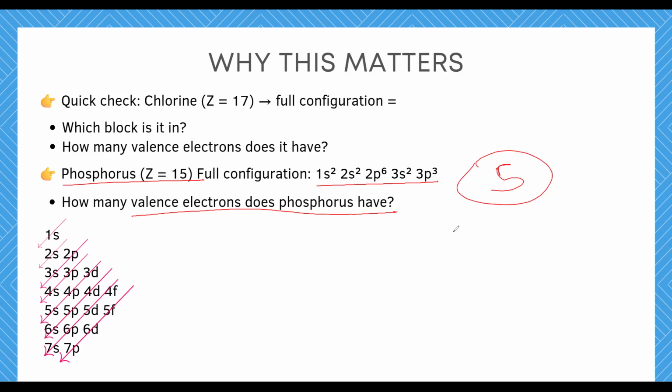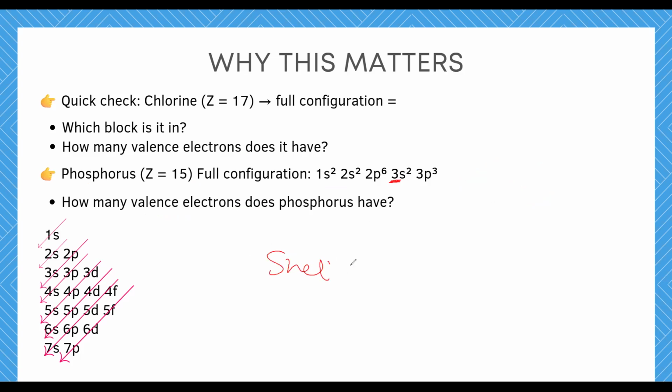Do you know why? Now look at this electronic configuration. The highest number here is 3. Is that correct? Yes, sir. And that tells us that the valence shell is shell number 3. Now, how many electrons are there on shell number 3? You can see over here we have 2 electrons, right? Plus, over here we also have shell number 3. How many electrons are here? 3. So we have 2 plus 3. That gives us 5 valence electrons.